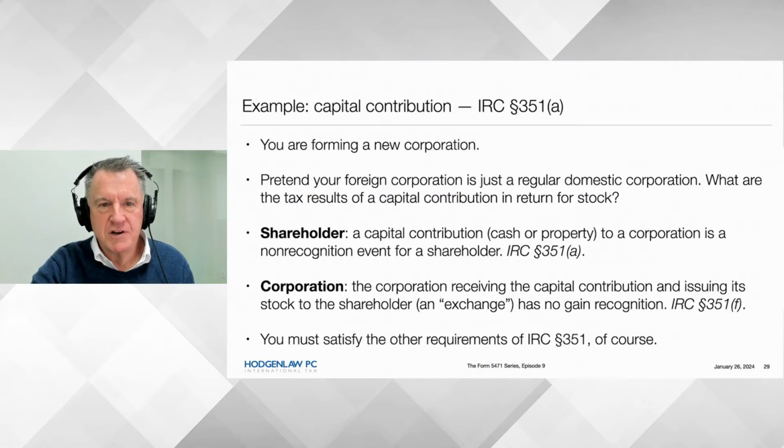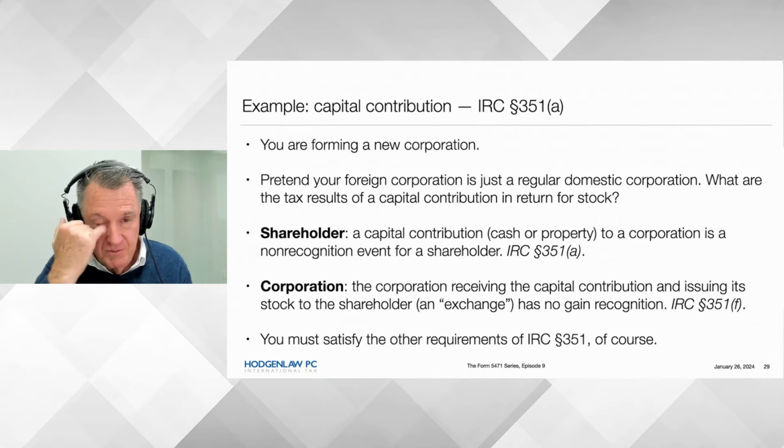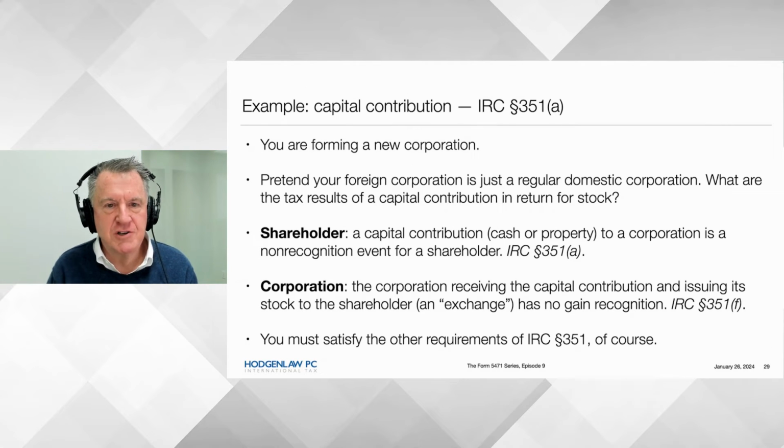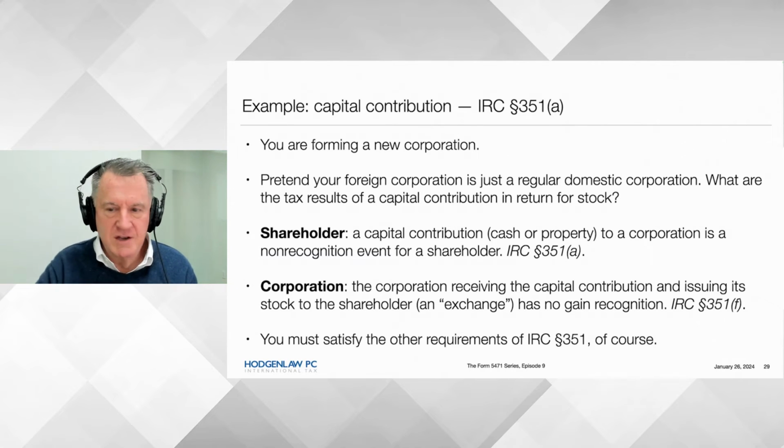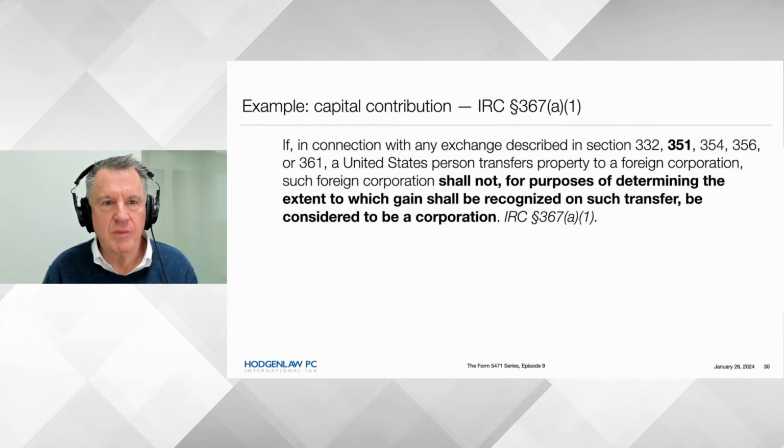So let's apply this to CFC formation and capital contribution because it's very simple. So we're forming a new corporation. Here's the normal transaction that we expect to see in 351, non-recognition on both sides of the equation. Capital contribution, section 367(a)(1). Does 367(a)(1) override what we expect to see? Hell yes, it does. 351 is one of the specific non-recognition rules that's called out.